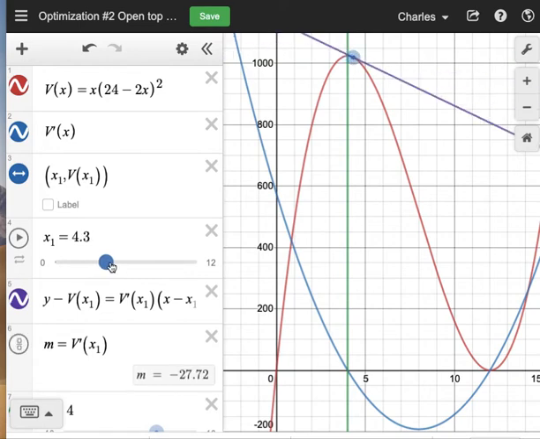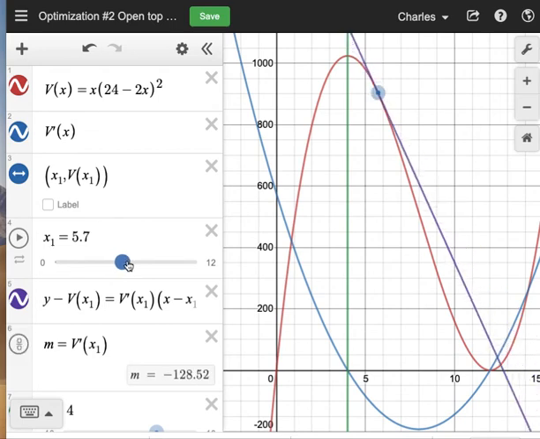And after that point, what does our slope become? All negative values. So remember, slope is another word for derivative. When our slope is positive, our function is increasing. When our slope is negative, over here, our function is decreasing.